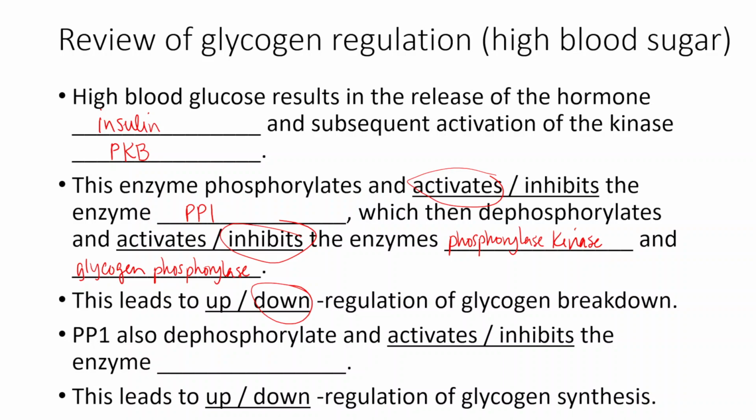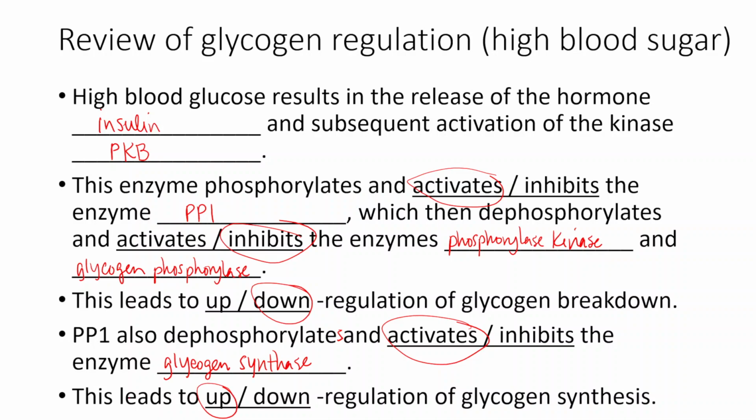Okay, so PP1 also dephosphorylates and activates another enzyme. Yeah, glycogen synthase. And is this enzyme activated or inhibited when it's dephosphorylated? Yeah, it's activated. So what does that mean for glycogen synthesis? Yeah, it's upregulated. And this should also make sense.